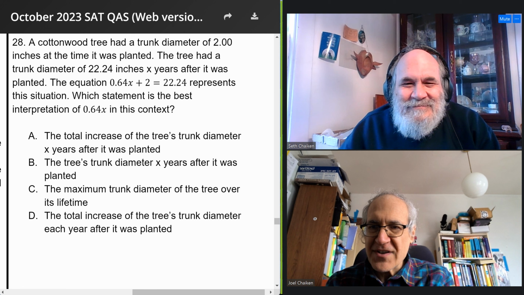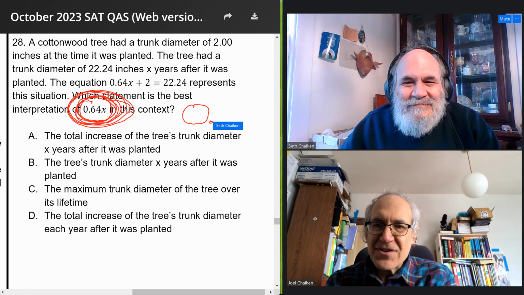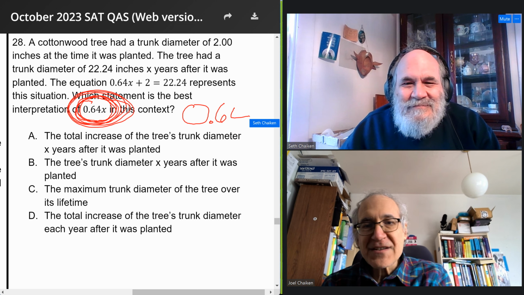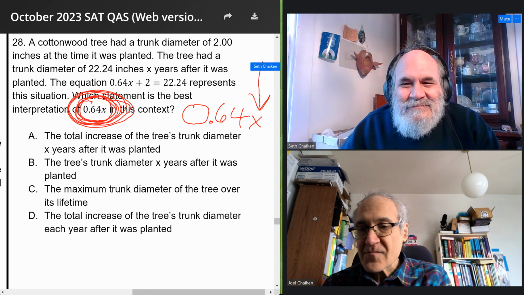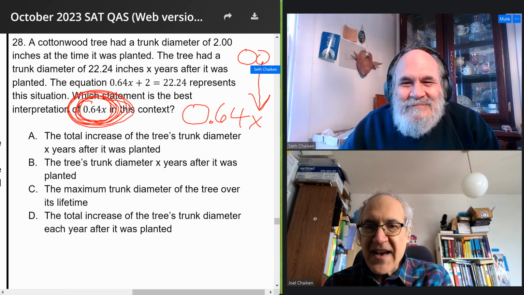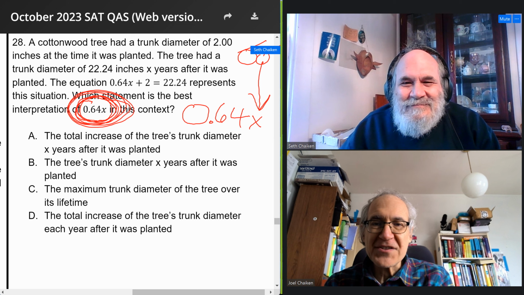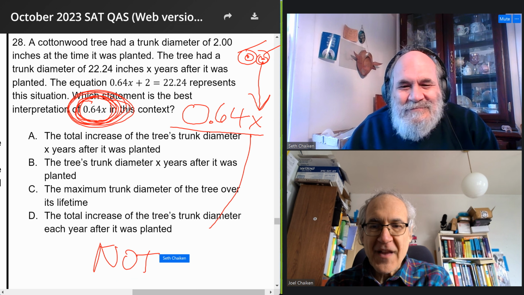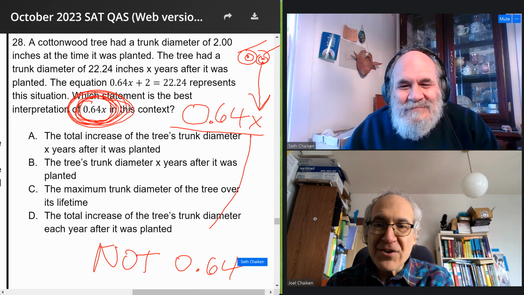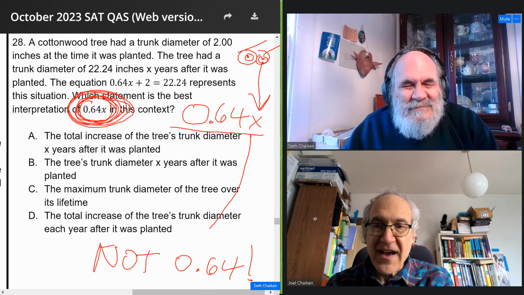The total increase of the trunk's diameter x years after it was planted. Yes, that's the answer. I thought it was only asking for 0.64. Okay. Oh, so yes. But I am shocked that they didn't put in as a distractor what I would have written if I didn't read that carefully. The yearly increase of the diameter of the trunk.